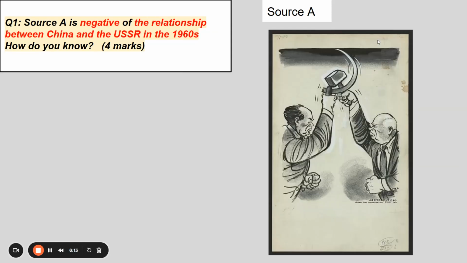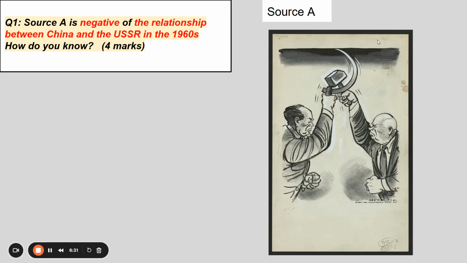What about negative of the relationship between China and the USSR in the 1960s? How do we know this? We can see we've got Khrushchev and we've got Chairman Mao there. We've got them attacking each other with their symbols: Khrushchev with the hammer to represent workers, Chairman Mao with the scythe to represent farmers.